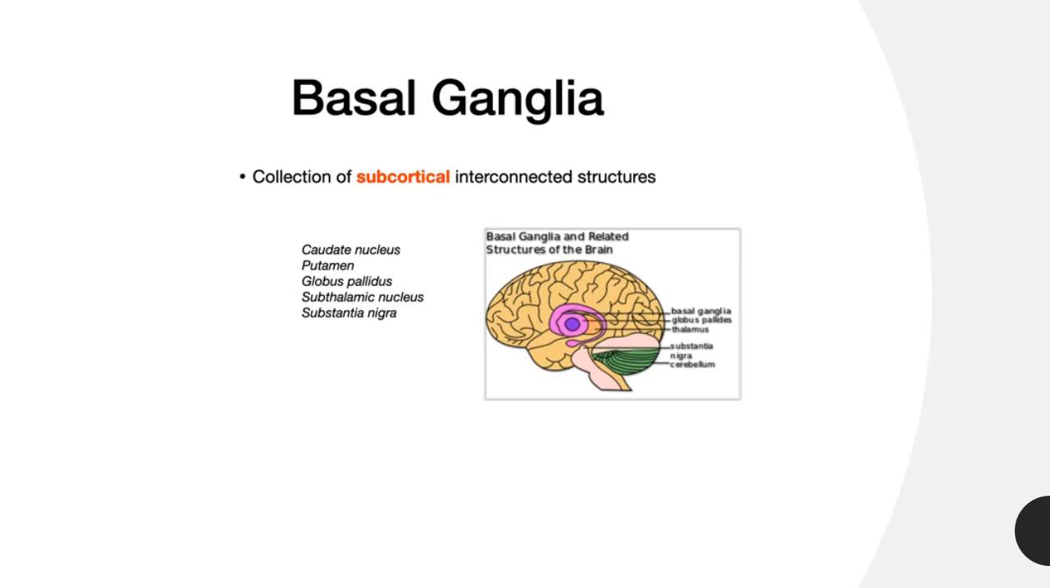ganglia. Now, specifically, those structures include the caudate and the putamen, which together are the striatum, the globus pallidus, which has two subcomponents, the globus pallidus internus and the globus pallidus externus, the subthalamic nucleus, and the substantia nigra. Okay, so all of these parts together make up the basal ganglia. These are all subcortical neuroanatomical parts of the brain that together comprise the basal ganglia.